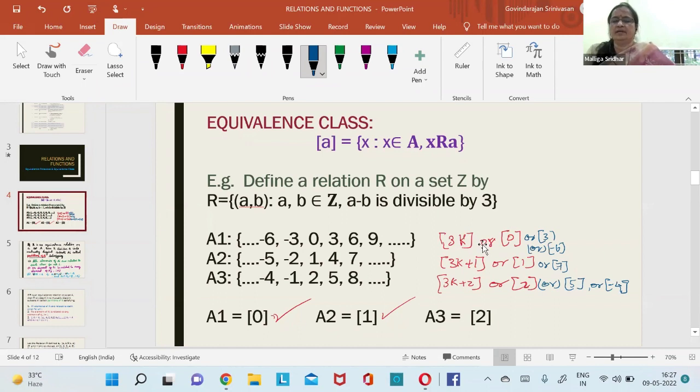Yes, some games like this in the class so that they understand. When it is an equivalence relation, it will divide them into disjoint groups. If it is not an equivalence relation, it will not divide.